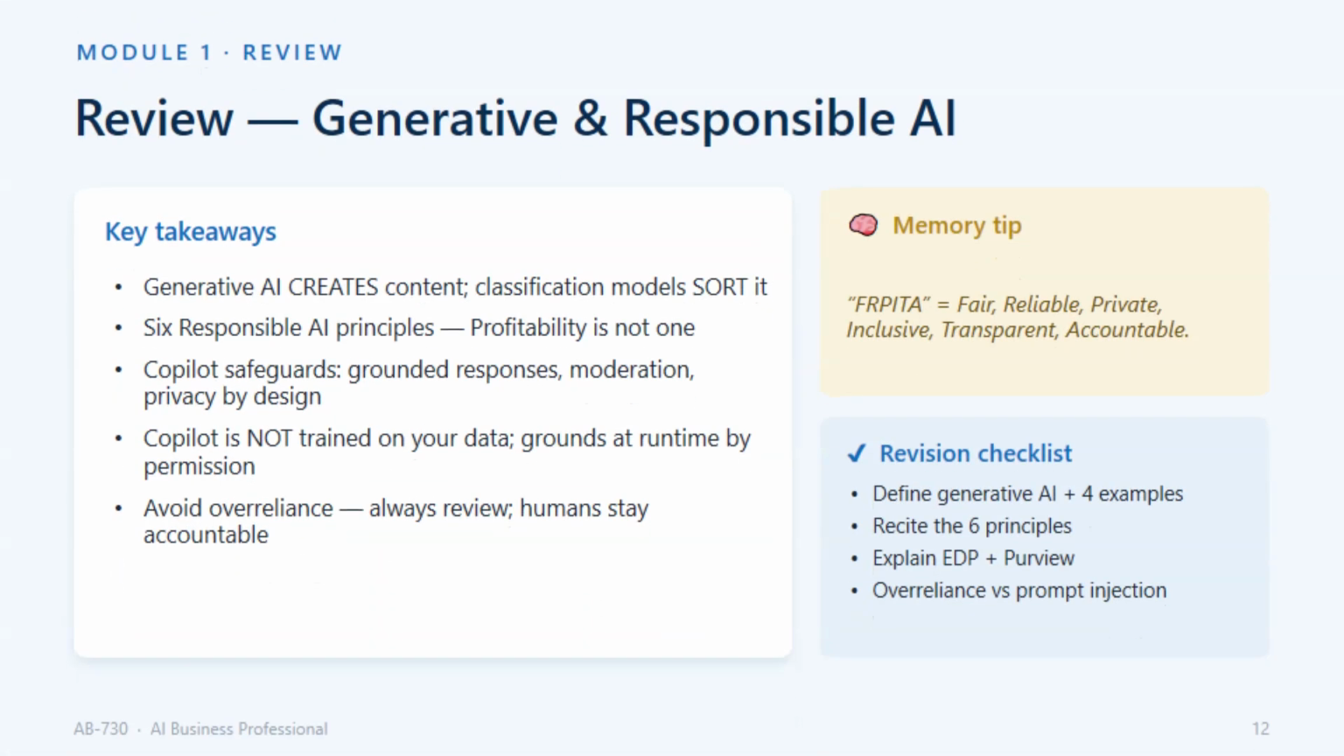Key takeaways. Generative AI creates content. Classification models sort it. Remember the 6 responsible AI principles? Profitability is not one. Copilot safeguards include grounded responses, moderation, and privacy by design. Copilot doesn't train on your data and grounds responses by permission. Always review outputs. Humans stay accountable. Memory tip: FERPITA for the 6 principles.